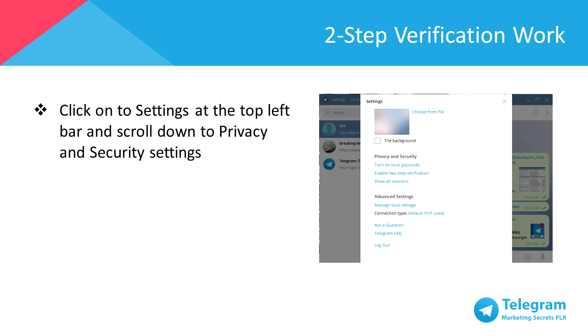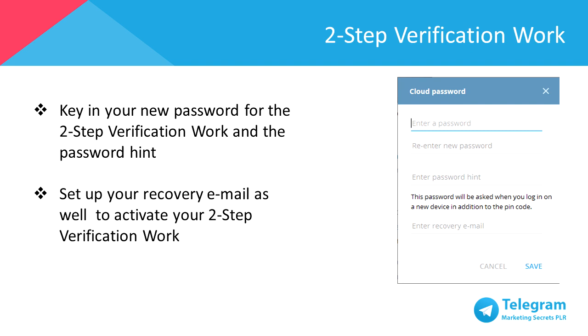To set this up, click on Settings at the top left bar and scroll down to Privacy and Security Settings. Next, on Figure 16, key in your new password for the two-step verification and the password hint to correspond with it. Set up your recovery email as well to activate your two-step verification.